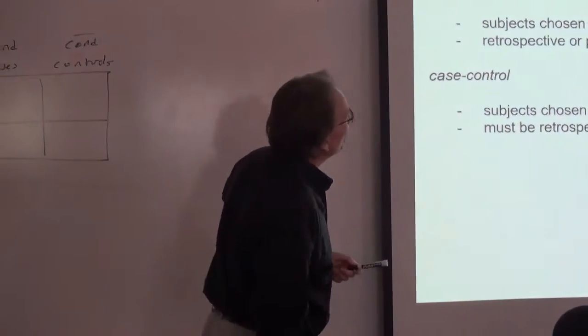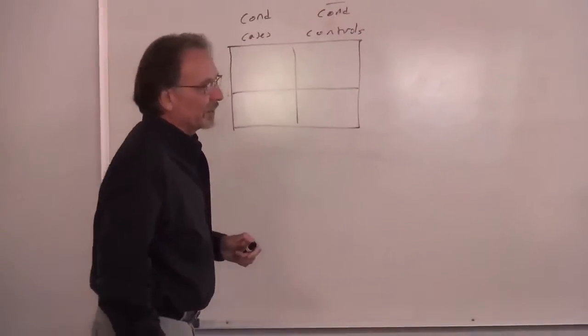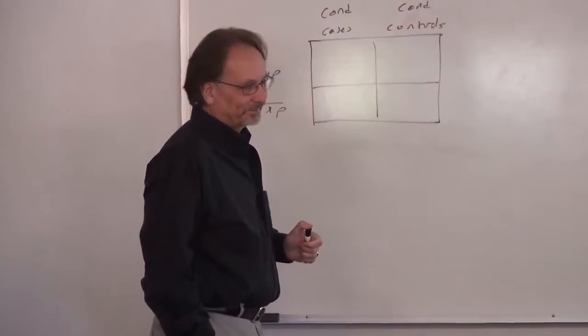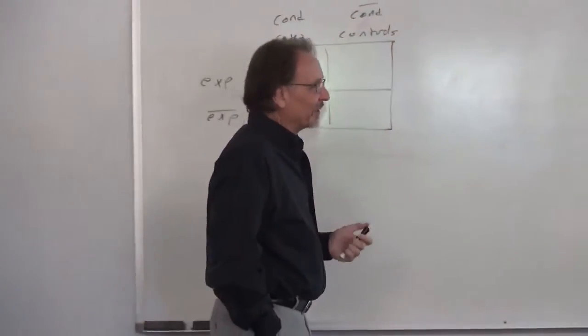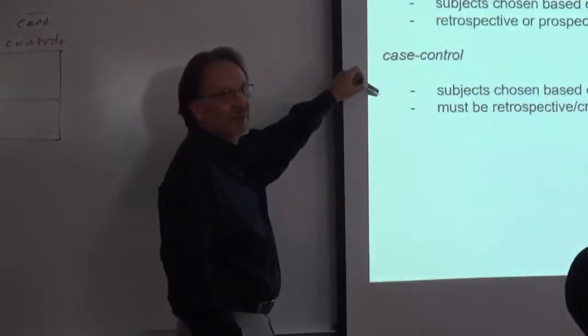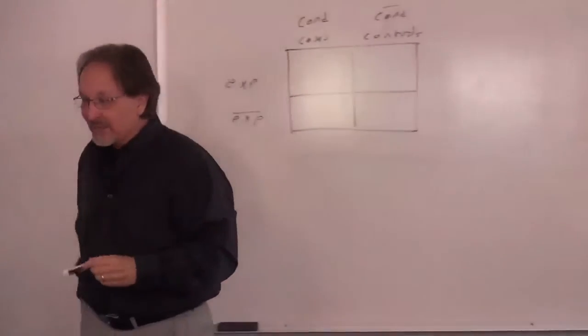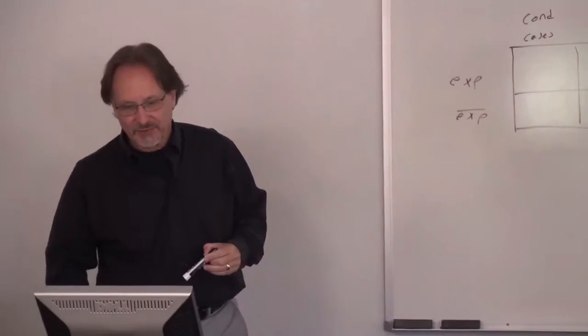And for cohort, you use a Cox regression, which we won't be talking about. We just don't have time to get into it in class. But I will talk about logistic because it's very commonly used. So that's the basic distinction between cohort and case controls.